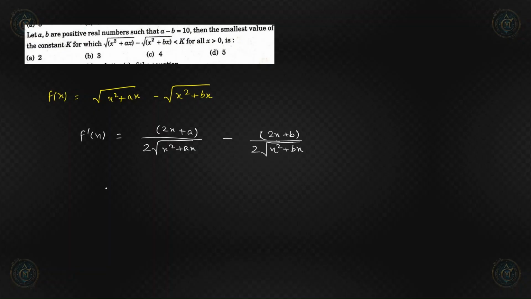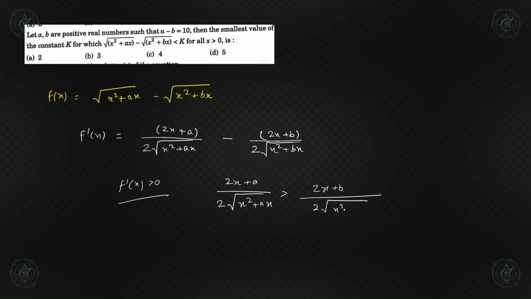So if we check the sign of f dash x, let's say f dash x is positive, so we get 2x plus a divided by 2 under root x square plus ax is greater than 2x plus b divided by 2 under root x square plus bx, right? We can directly square both sides as both of these terms are positive, right? x is positive and a and b are positive and the square roots are always positive, right? So we can square both sides, we don't have any problem. So we can cancel this 4 here.